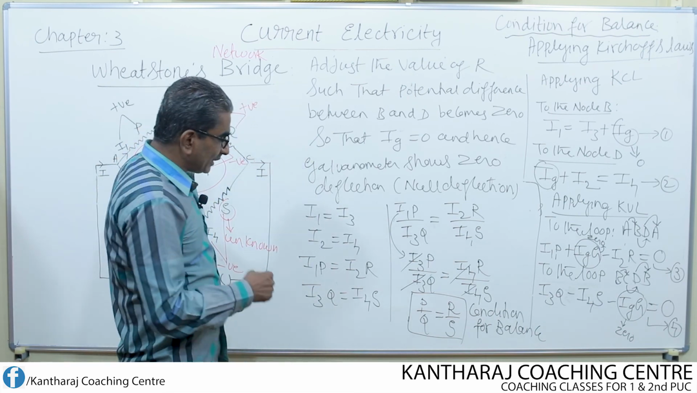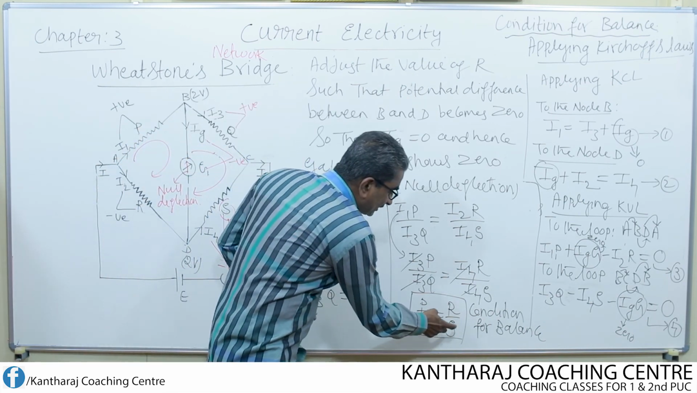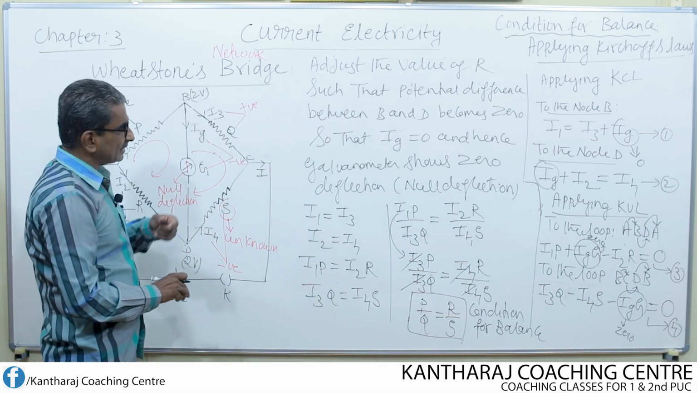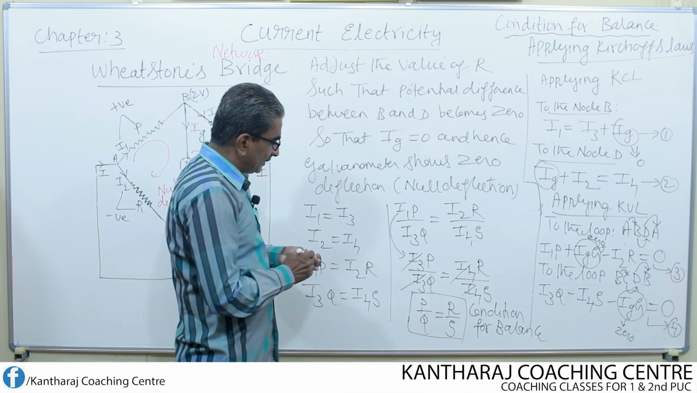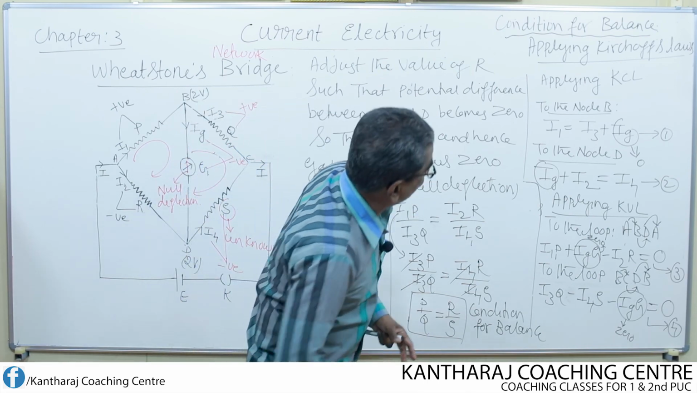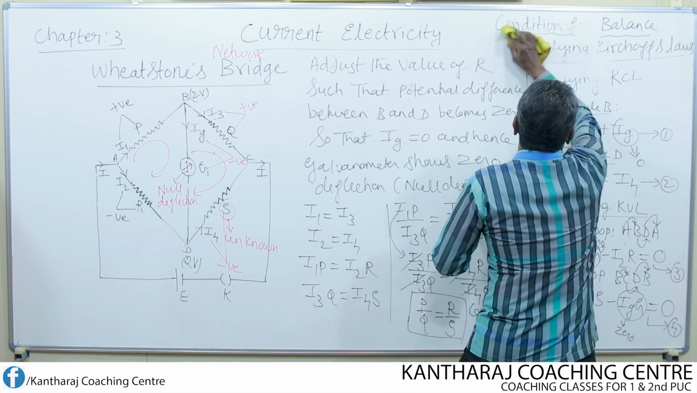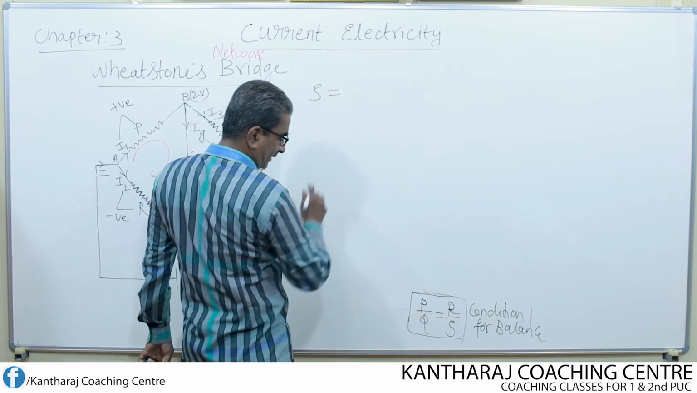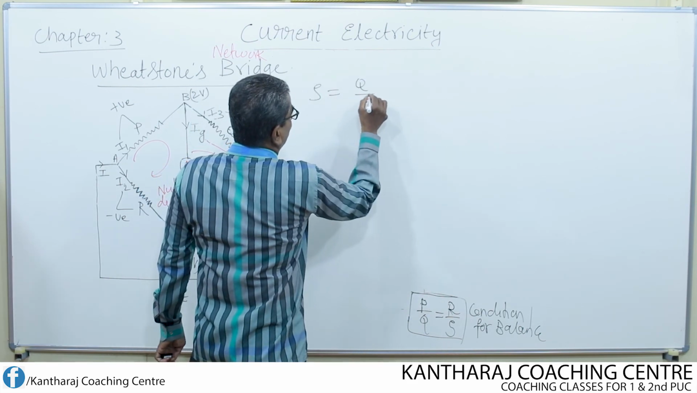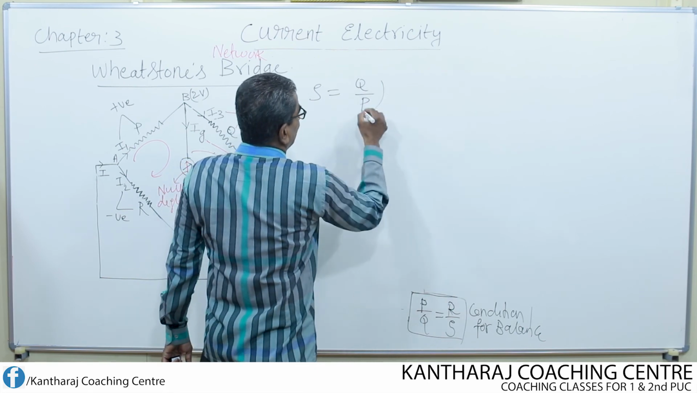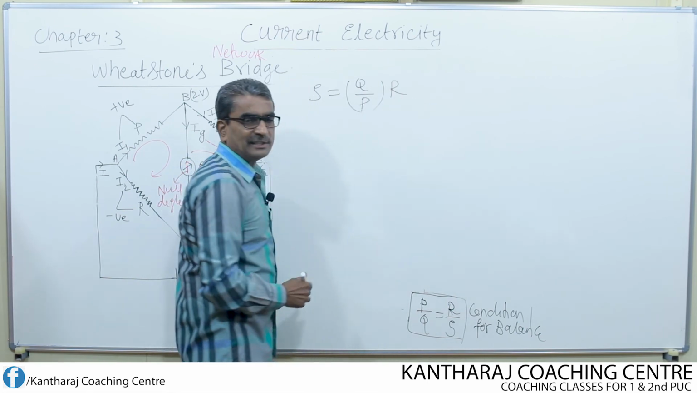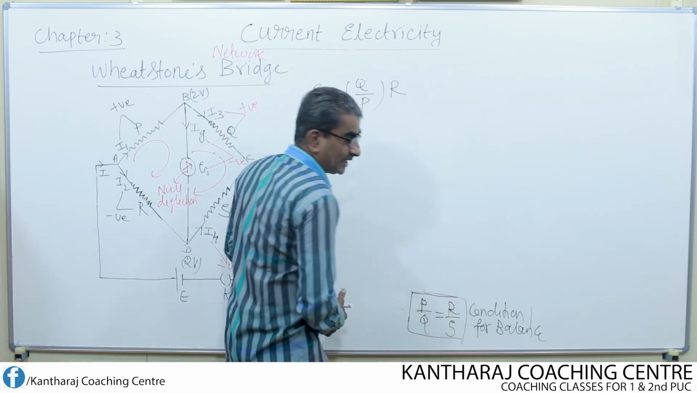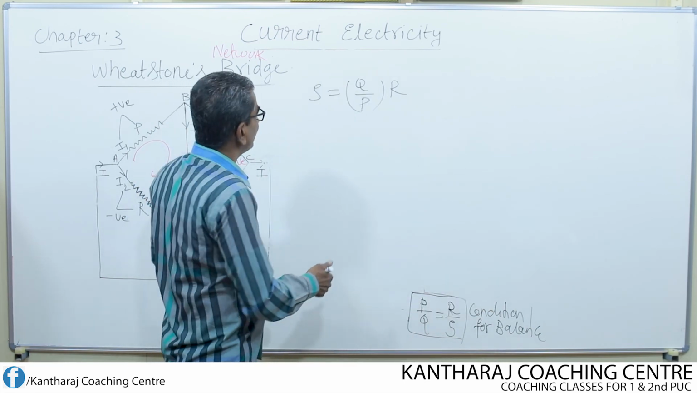Now if you want to determine the value of unknown resistance S, if I assume S as unknown, what is the value of S from this equation? The value of S from this equation, cross multiply, S equal to Q by P into R. This is the unknown resistance which can be determined from the condition for balance.